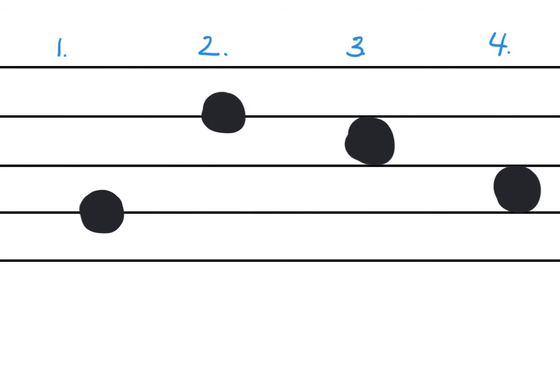The first one is a line. The second one is also a line. The third one is a space. And the fourth one is a space.